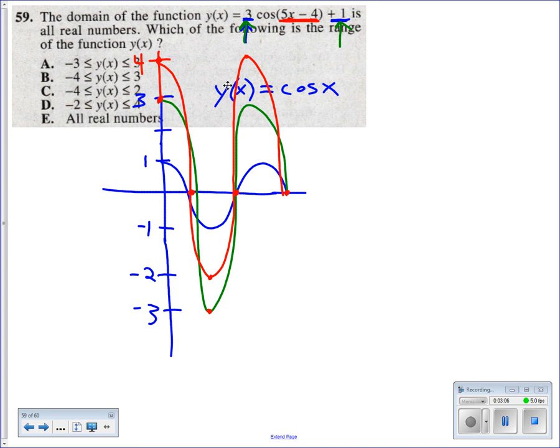So if we look at our final graph based on just the vertical transformations, we can see that our maximum output value is at 4, and our minimum output value is at -2. And of our options, it looks like D is the one that matches up.